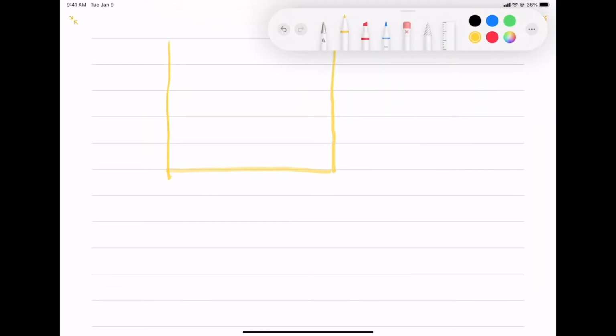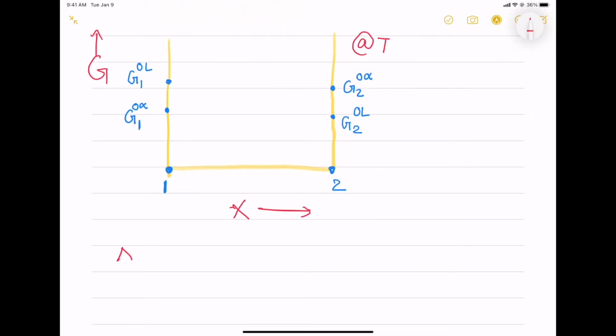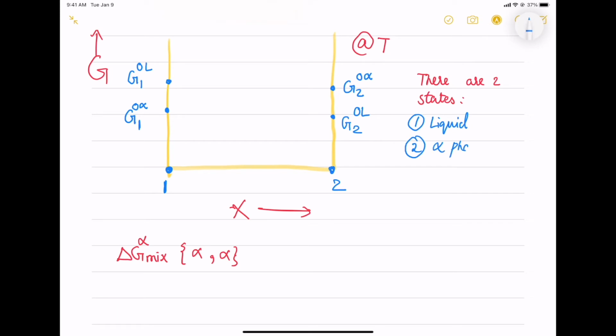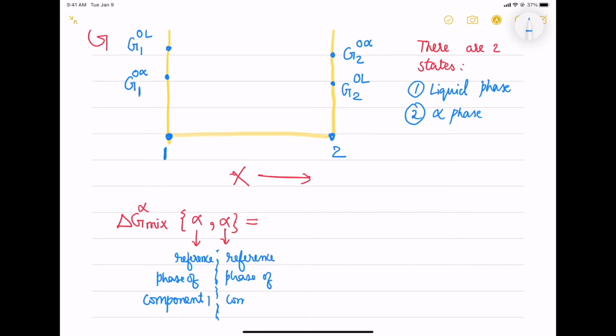Now we also know for a G versus X at a particular temperature, you can have two reference states for first component and two reference states for second component, and alpha and liquid are the two phases. So let's begin with delta G mix at alpha phase. So here alpha means the reference phase of component 1 and alpha again is a different phase of component 2. So please note this.